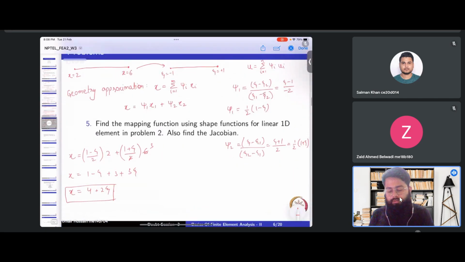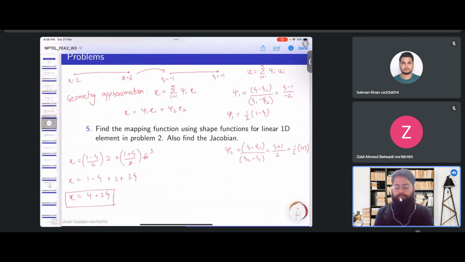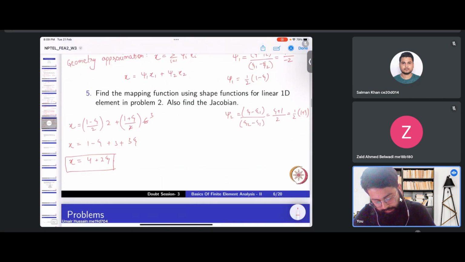So we can see that these are the two ways in which we can get the mapping function. Through both of them, we get the same answer. And we need to find the Jacobian. We did that right before also. So the Jacobian, dx by d zeta, is 2.